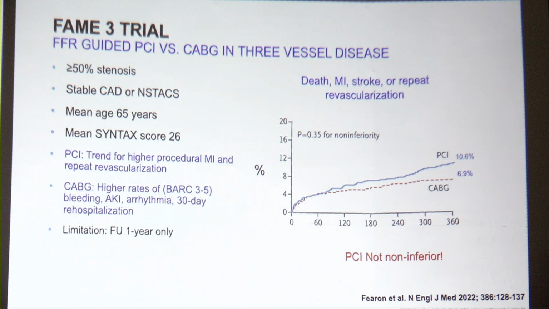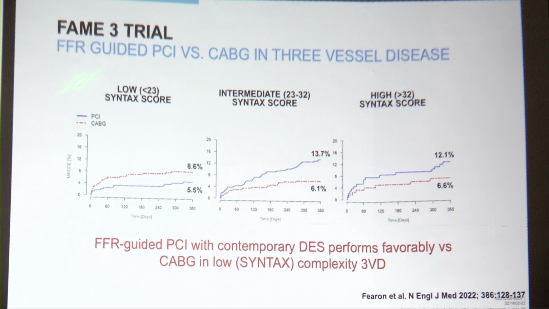But if you drill down on this data and break it down by syntax score, it confirms what we know in our practice, that you can treat simple 3-vessel disease with PCI, in fact, get better results. The blue line here is PCI. Surgery actually did worse when patients had low syntax score. This was also seen in the syntax trial. So I think the guidelines should change and are changing, in fact, in favor of PCI for simple 3-vessel disease.